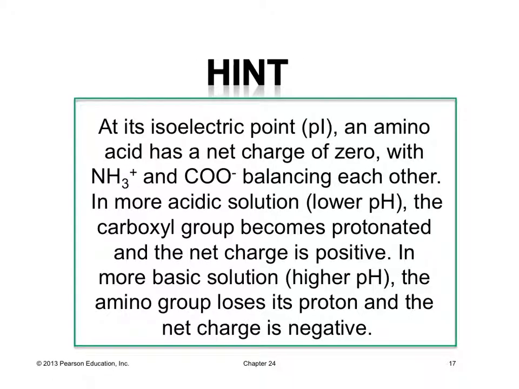Thing to notice is that at its isoelectric point, an amino acid has a net charge of 0, with NH3+ and CO2- balancing each other. In more acidic conditions, lower pH, the carboxy group becomes protonated and the net charge is positive. In basic conditions, higher pH, the amino group loses a proton and the net charge is negative.